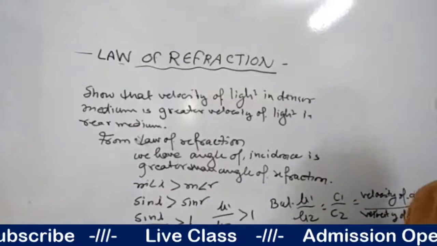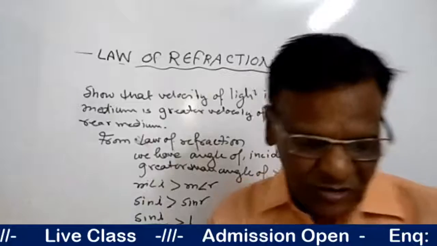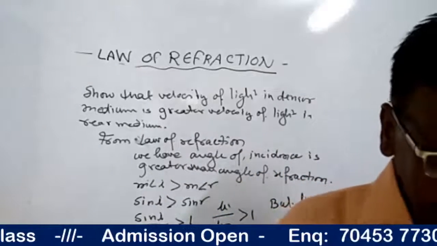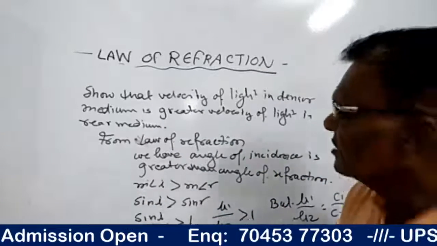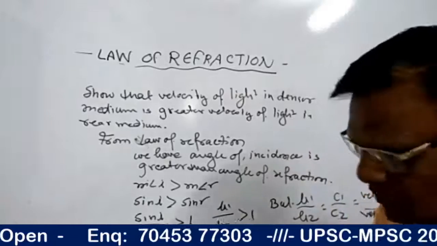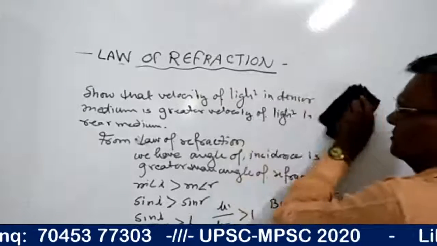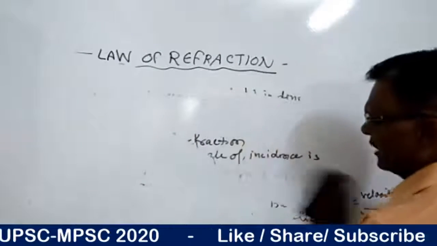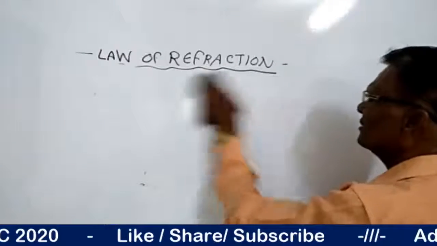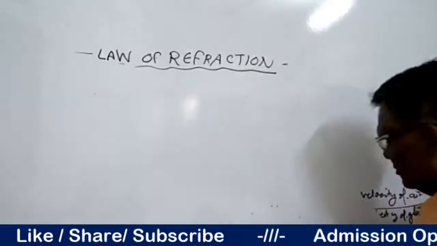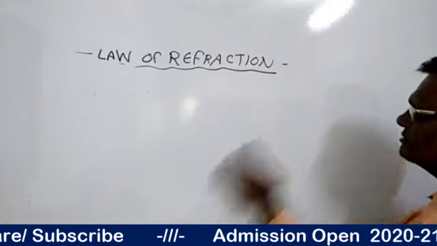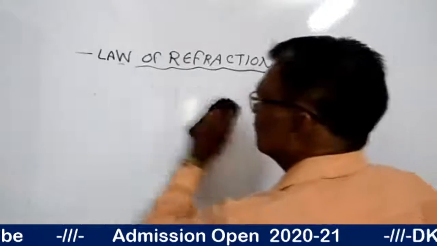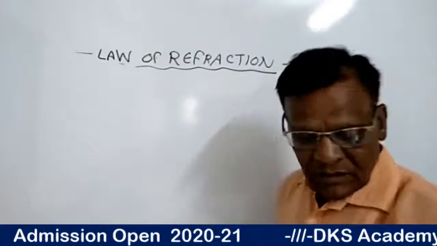So friends, this is the most important question from chapter light and Huygens theory. In any form they are asking question in board exam, and if derivation is asked, it means it will become near about 4 to 5 marks question. So this is most important topic for you with respect to board exam.